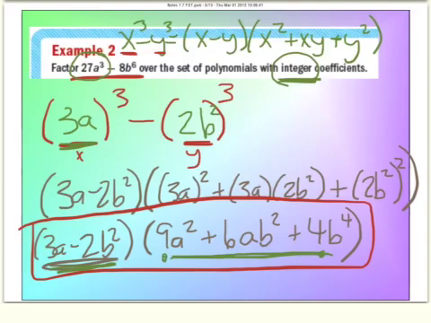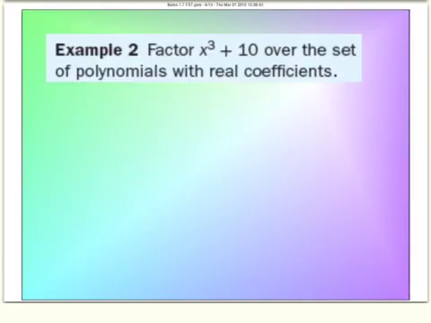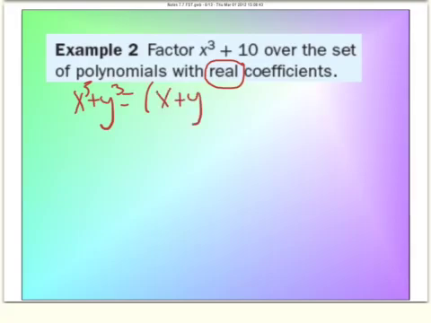This last problem is worth looking at because they want us to factor again over the set of polynomials with real coefficients. Again, which means we don't want any imaginary numbers, so we have to go that route. But this is a plus symbol here, which means we need to do the other formula, and let me write that one down. It's x cubed plus y cubed. The only difference is here we have a plus, and then we have a subtraction sign right here.